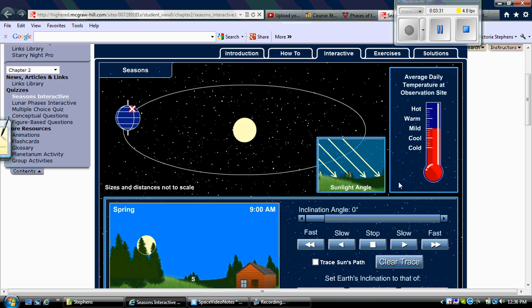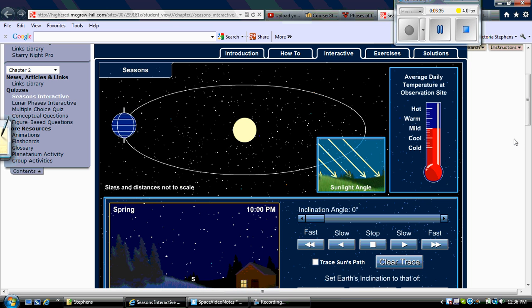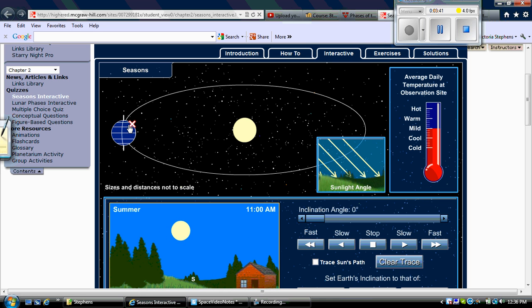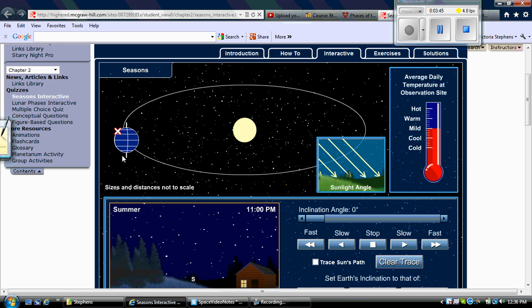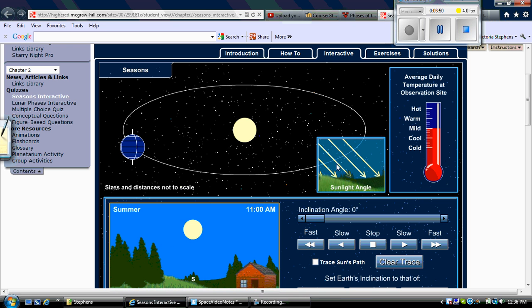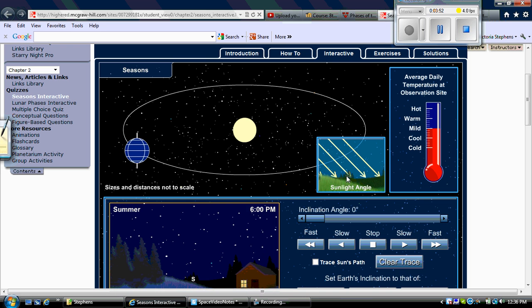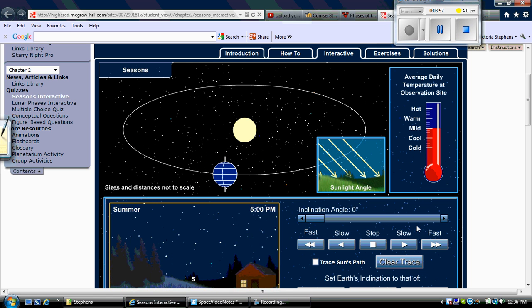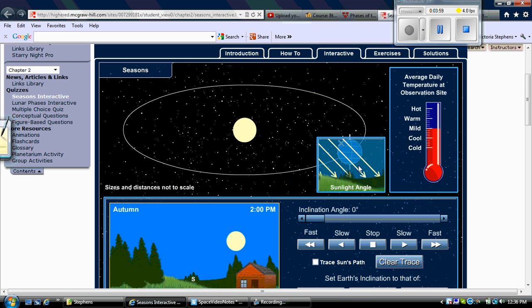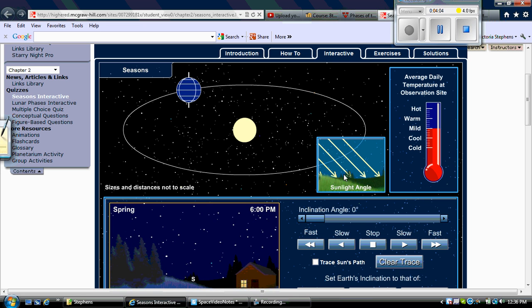Now, to show us how this works, this is an app that you will be working with a lot. Right now, if you notice, there is no tilt. Okay, the Earth is revolving around an axis that is straight up and down. We call that zero angle, so that's no tilt. Okay, if you notice, over here, this is showing you sunlight angle. It doesn't change. If we go a little bit faster, okay, notice the sun's rays do not change at all. So when there is no tilt on the Earth, there are no seasons.